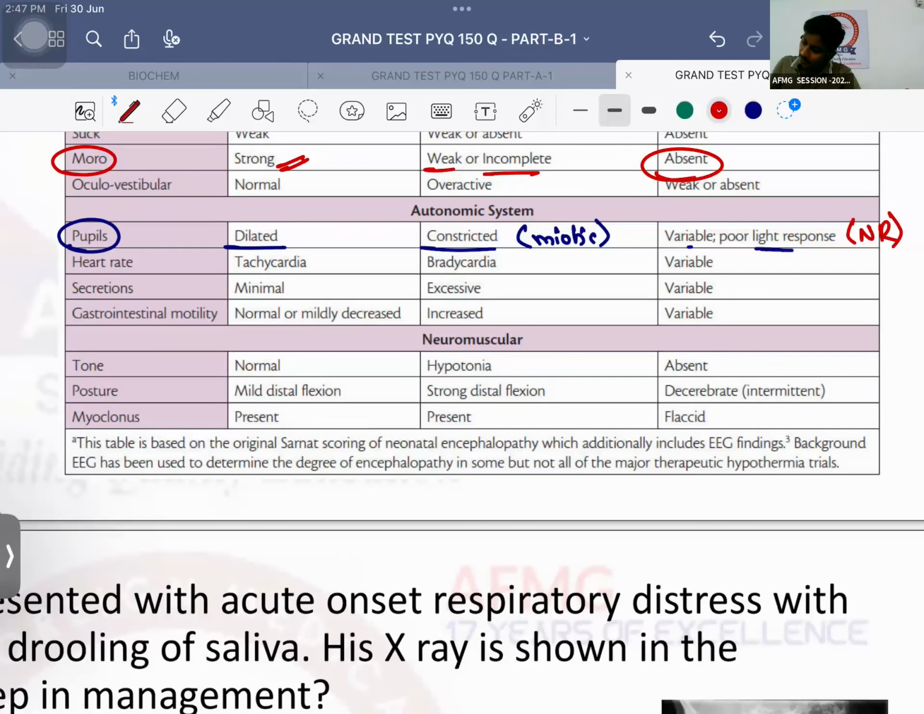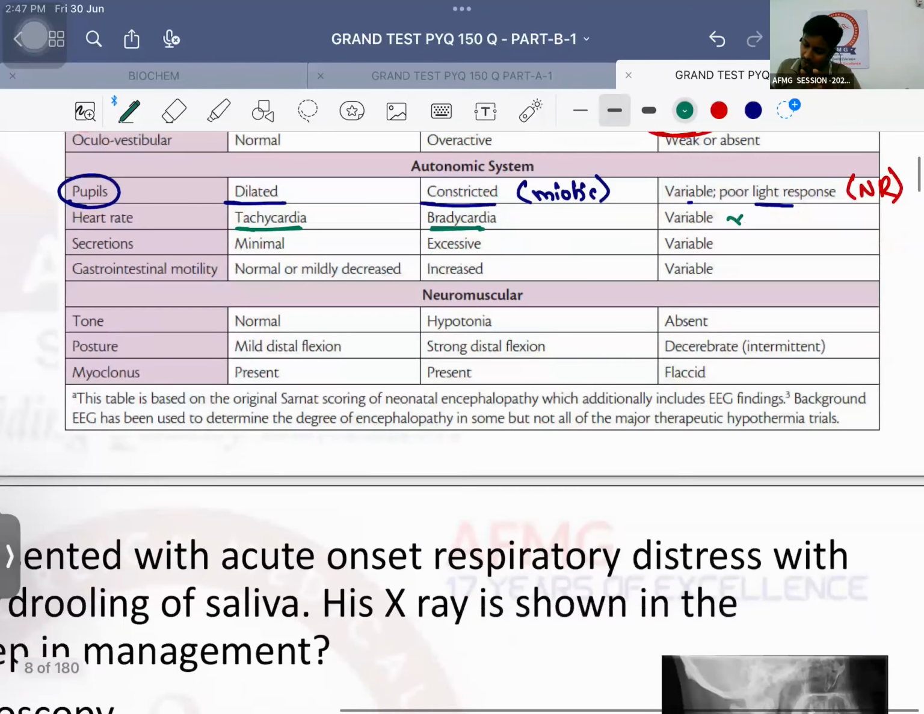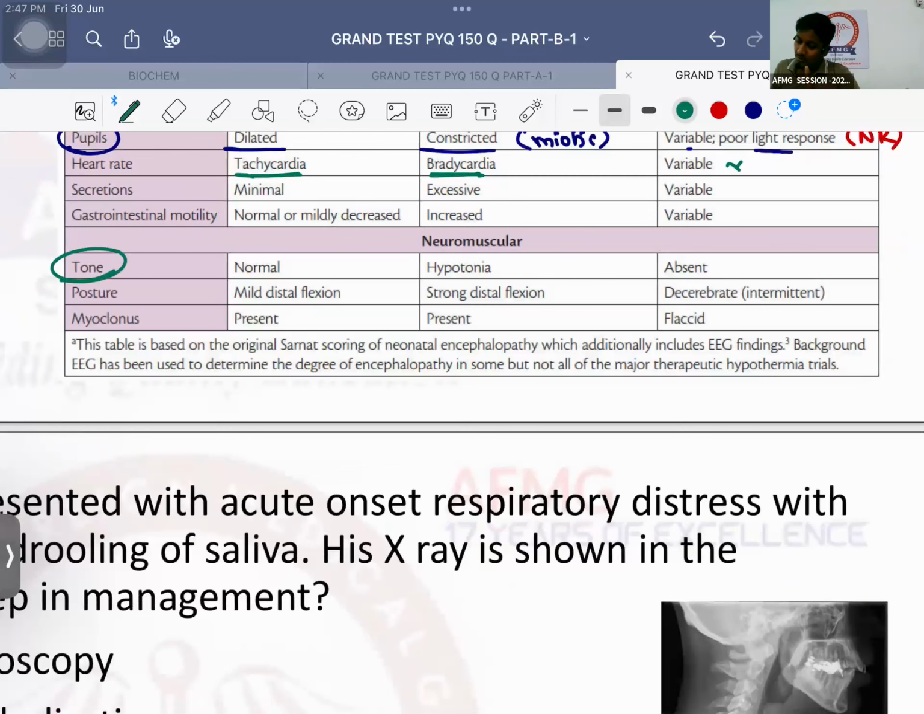Okay? Next important is heart rate. Tachycardia in stage 1, bradycardia in stage 2. In stage 3 it can be anything. Tachy, brady, anything can be there in the patient. Okay? So that's important. Tone is important then. Normal tone is seen in stage 1. Hypotonia or decreased muscle tone is seen in stage 2. And absent muscle tone, the child is lying like this, that is no muscle tone is there, that is flaccidity we call it.